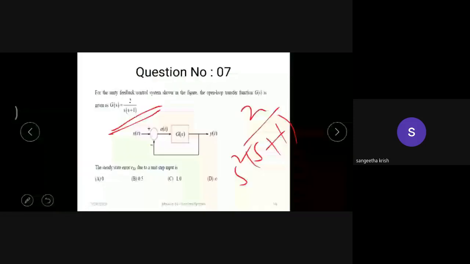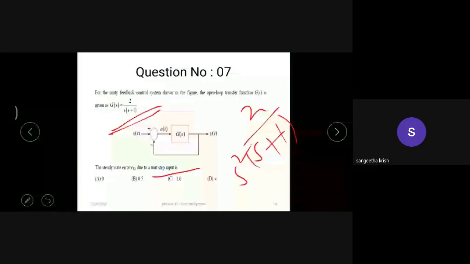I think so. Yeah, unit step input. For unit step input, the steady state error constant is 1 by 1 plus Kp. Kp is position error constant, limit s tends to 0, G of s. So I know G of s, that you can substitute s equal to 0. Then I'll get 2 divided by 0, which will become infinity.